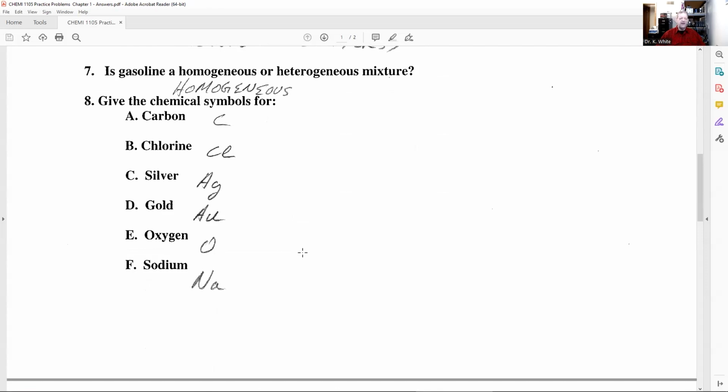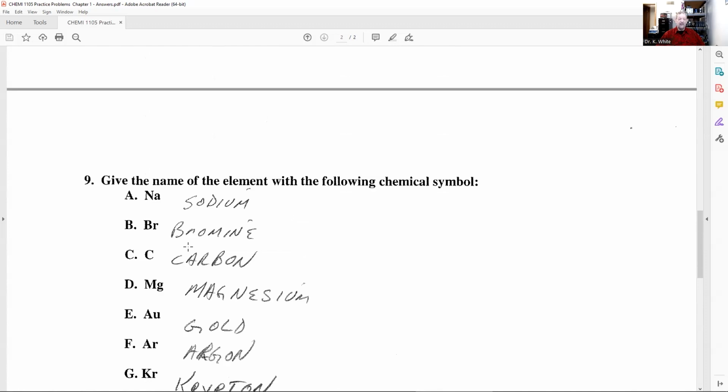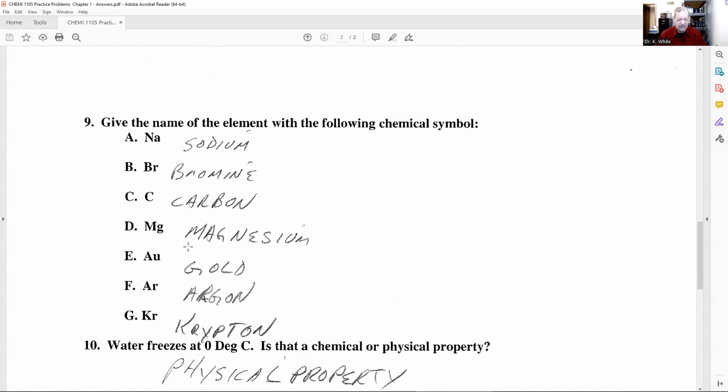Now, you should know the chemical symbols. Give the chemical symbol for a certain element: carbon, C; chlorine, Cl; oxygen, O; gold, Au; sodium, Na; and there are others you should know. Remember, I've only asked you to learn 37.